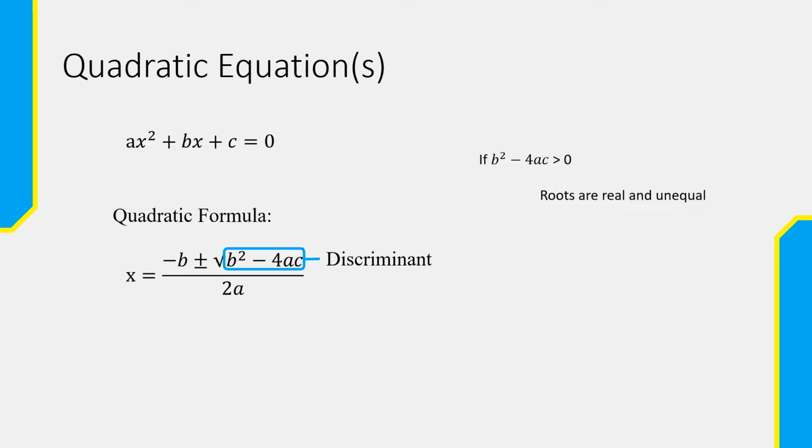If the discriminant is greater than 0, the roots are considered real and unequal. The next scenario shows the discriminant being equal to 0, and this represents the roots being real and equal. In the scenario where the discriminant is less than 0, the roots are considered complex, or unreal.